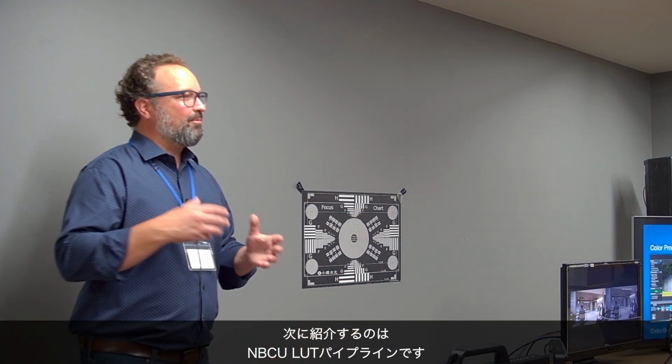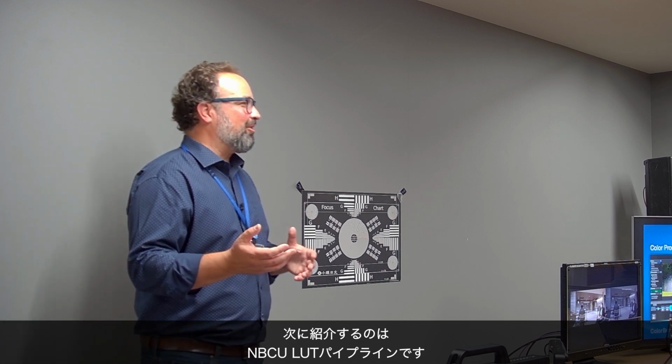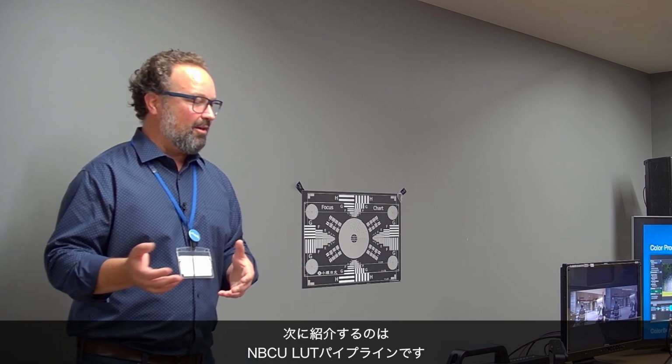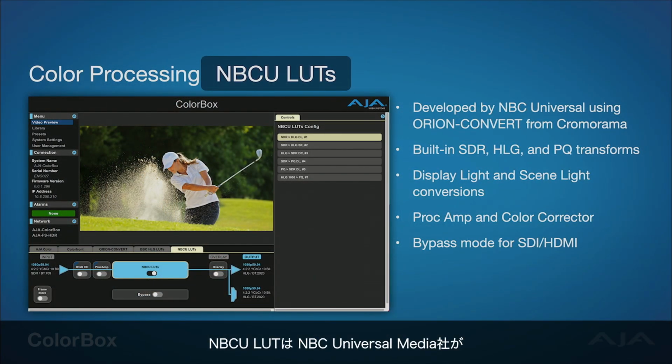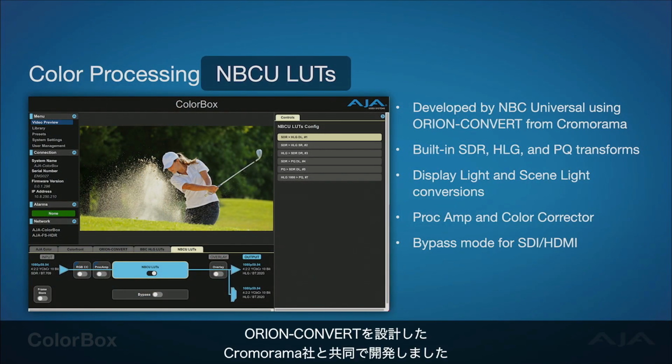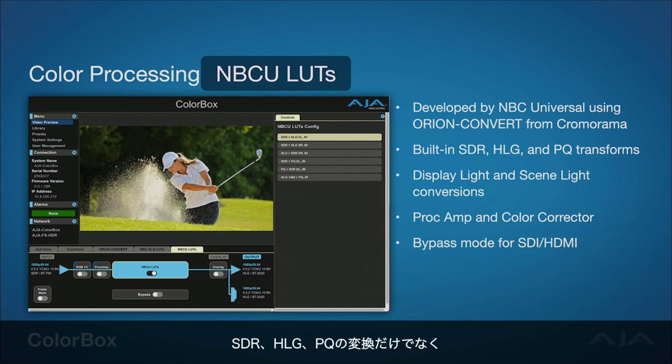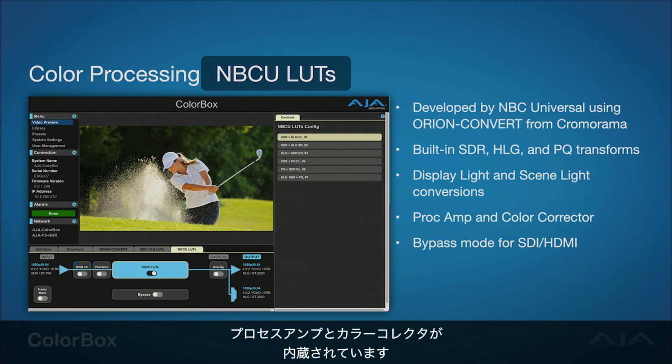If you're looking to use some other color conversion technology, we also have built into the product the NBC Universal LUTs. These are developed by NBC Universal in collaboration with a company called Chromorama, who designed Orion Convert, which we'll talk about in a minute. But these have built-in SDR, HLG, and PQ transforms. It also offers a proc amp and color corrector in this pipeline as well.